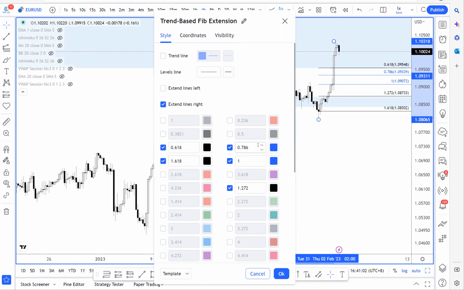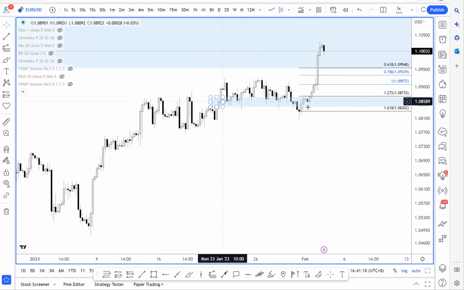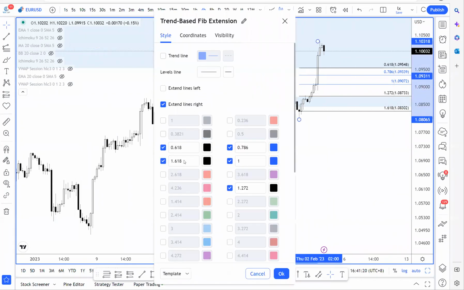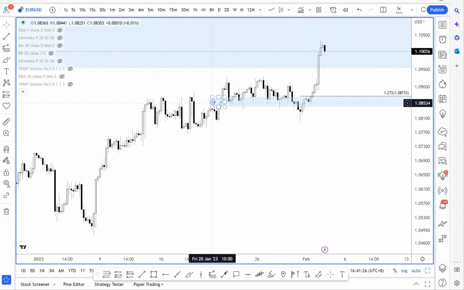The common ones would be 78.6, 1.272, and 1.61. This last one I use if it extends too far out, but if not, usually these would be the 4 levels that I showed earlier. This would be the common one. In this case, you can see that the 127.2 is the one that lines up with the support. I'll remove the rest of the levels so that we're clearer. So this is the region to watch for support on the 4 hours.